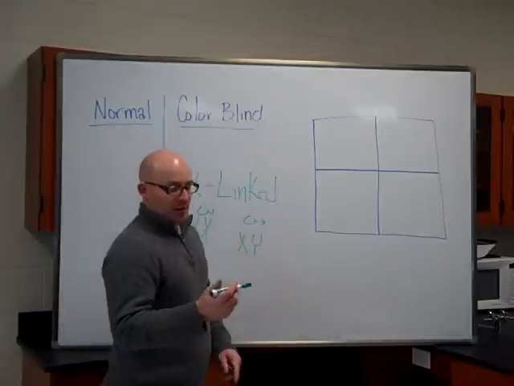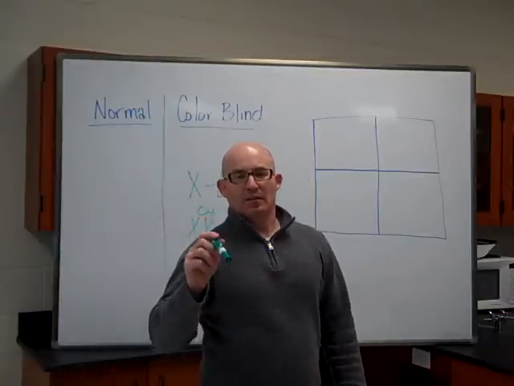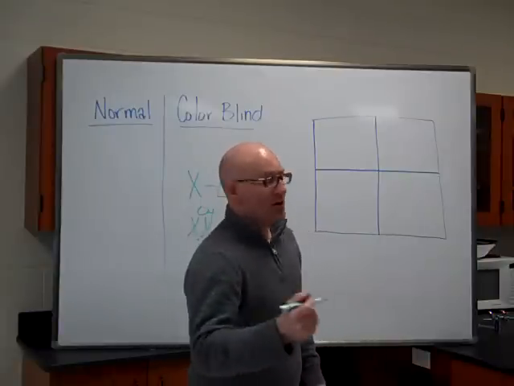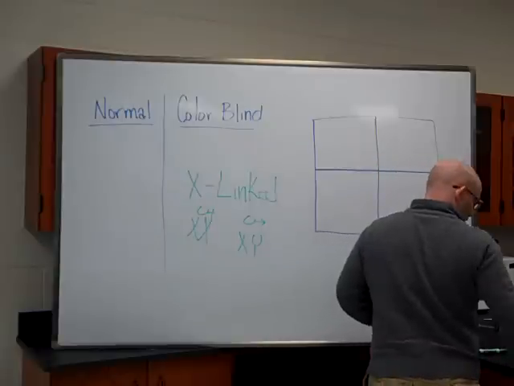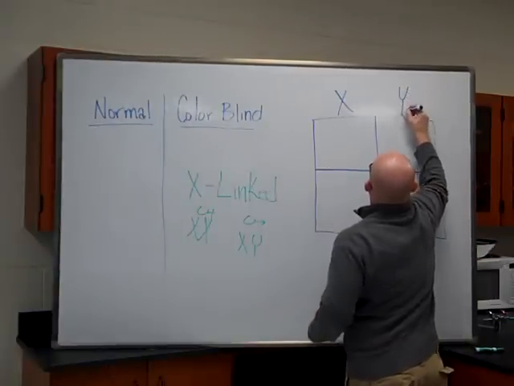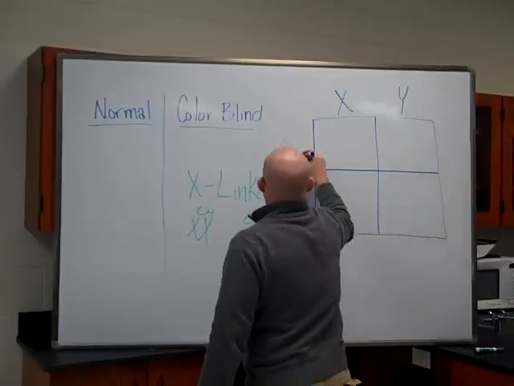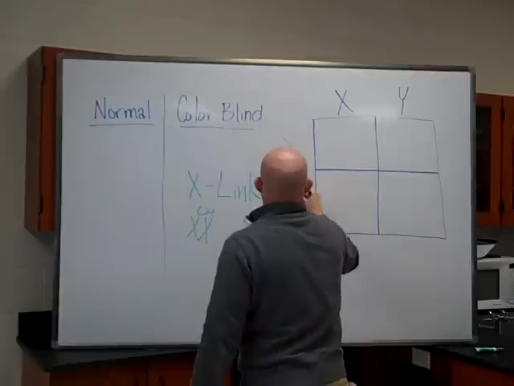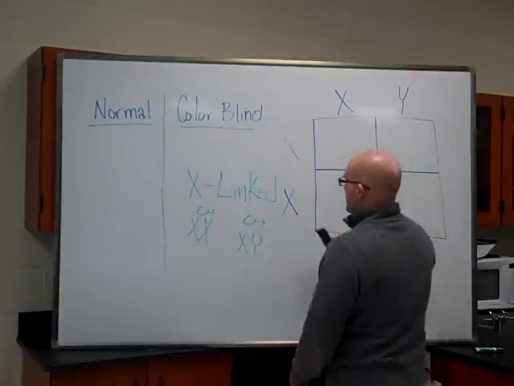The first thing we ever do when we set up a sex-linked cross in a Punnett square is we put, I'm going to use blue, an X and a Y at the top, representing our male, and an X on the side to represent our female.